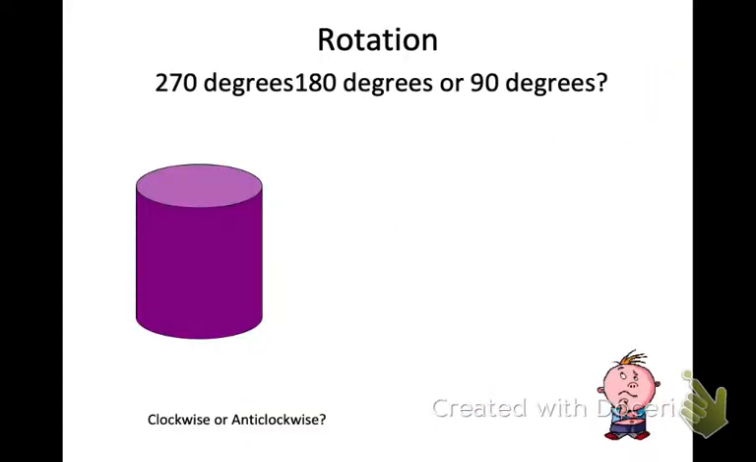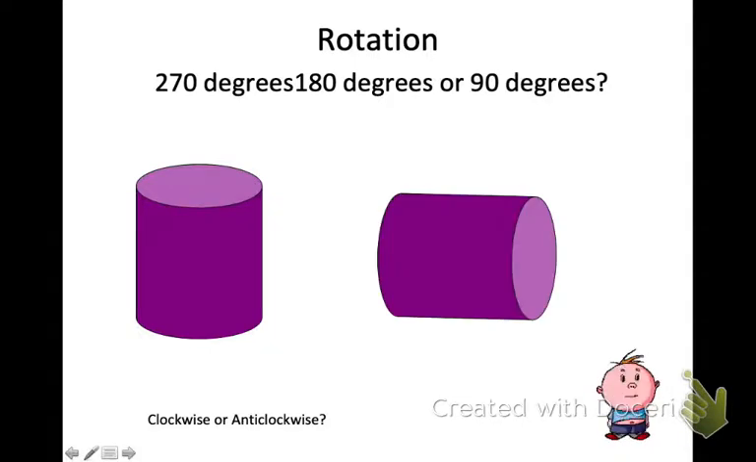All right, 270 degrees, 180 degrees, or 90 degrees. Let's look. If we're going clockwise, it would be 90 degrees. If I moved it down to the bottom, it would be 180. And if I moved it left, it would be 270. But if I go the other way, counterclockwise, it would be 270 degrees.